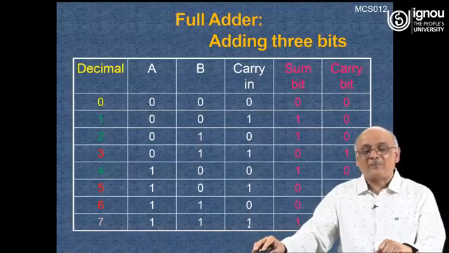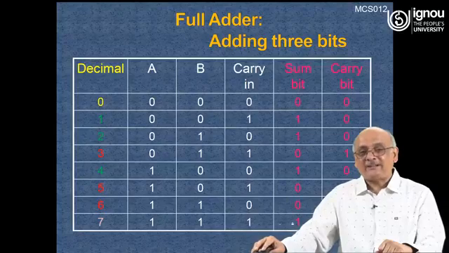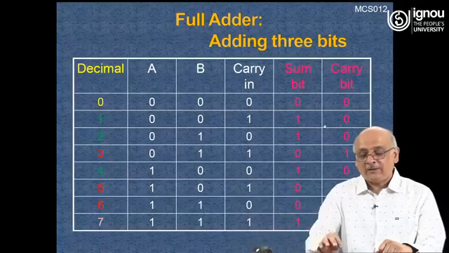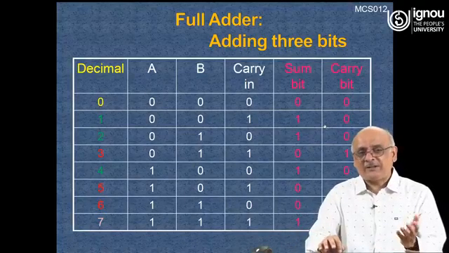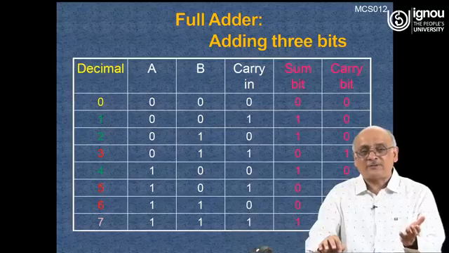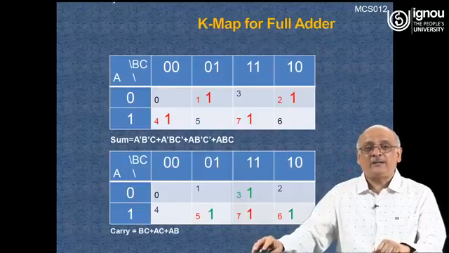Look into this combination, the 7th, where 3 bits are added, right? 3 ones are being added. So what are we going to get? 3, which is 1 1 in binary, right? So the carry bit is going to be 1 in this particular case, and the sum bit is 1. So this is the only case where we will get 1 in both the sum and carry. Now the next step: in the previous case we did not draw the K-map because it was too simple. In this case we draw the K-map.